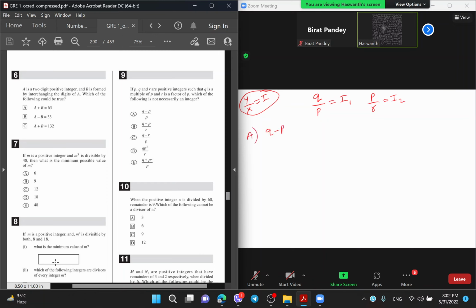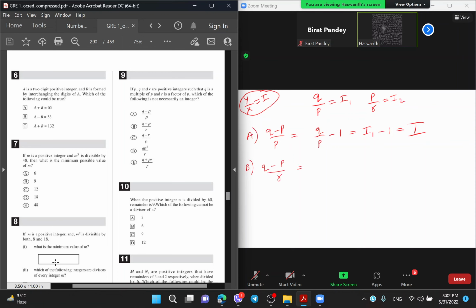First one, (q minus p) by p. It is q by p minus 1. Q is a multiple of p, so q by p is an integer, minus 1. Difference of two integers is definitely an integer. Next one, (q minus p) by r.